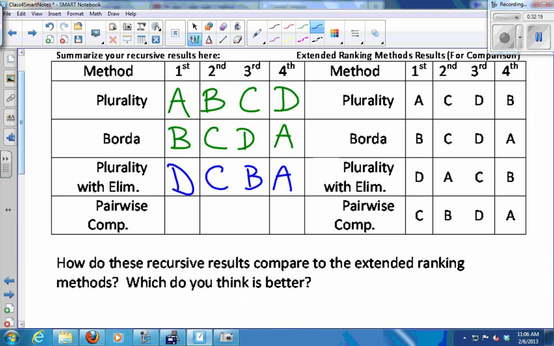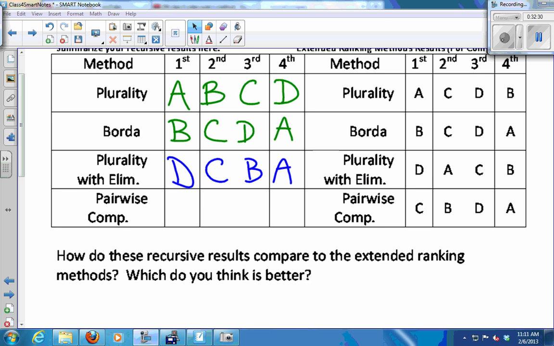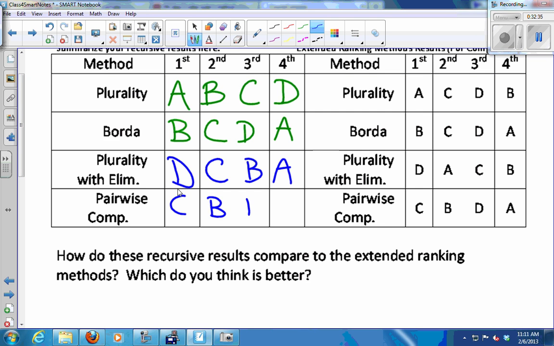Okay, I'm going to let you do pairwise comparisons. Now that you get the idea of do the whole thing, take someone out, start again. Everybody seems to have gotten through this last one, which is great. And we got C, B, D, A.